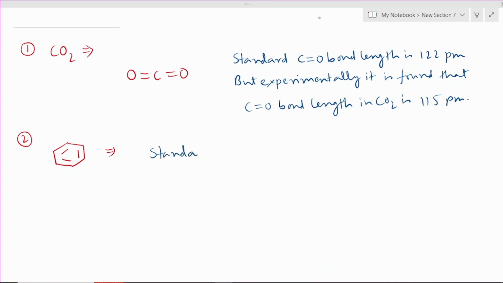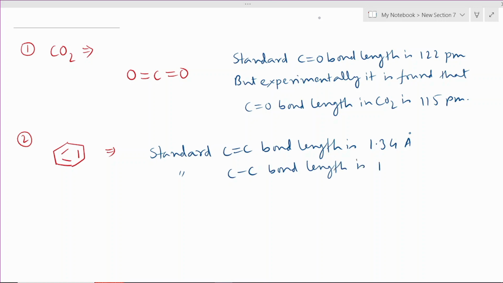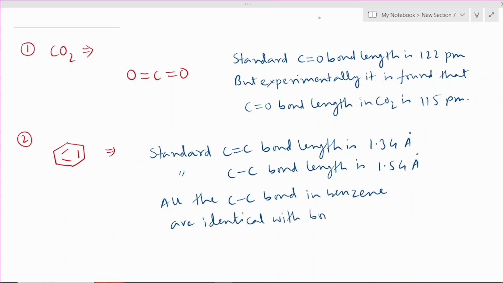Standard C double bond C bond length is 1.34 angstrom and standard C single bond C bond length is 1.54 angstrom. But all the CC bonds present in benzene are identical, with bond length 1.39 angstrom. So how can we explain this phenomenon? Now there comes the resonance concept to explain all these properties.